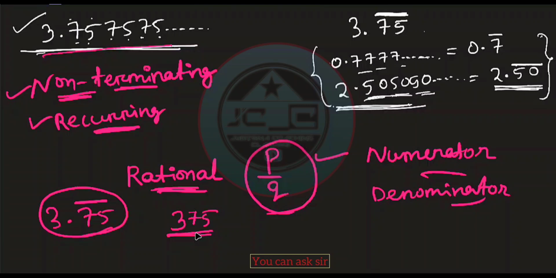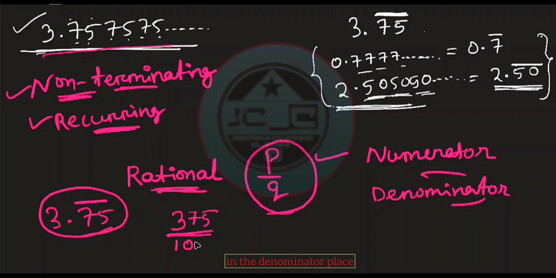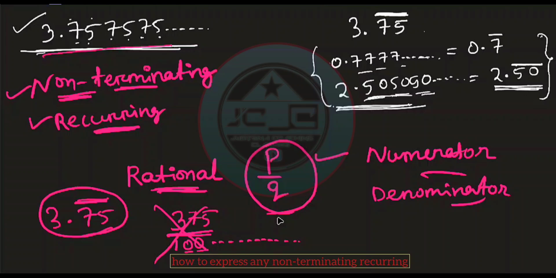Okay, you can ask, sir, how can we calculate the exact number of zeros after the 1 in the denominator place? Can it be 2 zeros? Because it is never ending, how many zeros? Can we put dot continuous points here? No sir, this is wrong, right? This is not the right method. Let's learn how to express any non-terminating recurring decimal expansion in the form of p by q.